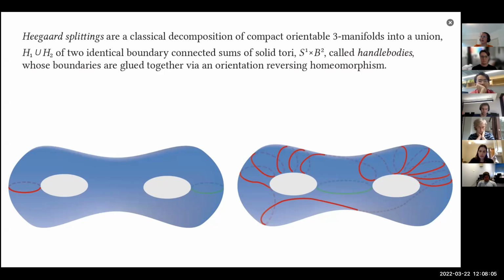Heegaard splittings are a classical decomposition of compact orientable 3-manifolds into a union of 2 identical boundary connected sums of solid tori called handle bodies, whose boundaries are glued together via an orientation reversing homeomorphism. So here we've got 2 such handle bodies. These things are solid, and we perform this orientation reversing homeomorphism along their boundaries and we glue it together. And this is building up some kind of compact orientable 3-manifold.